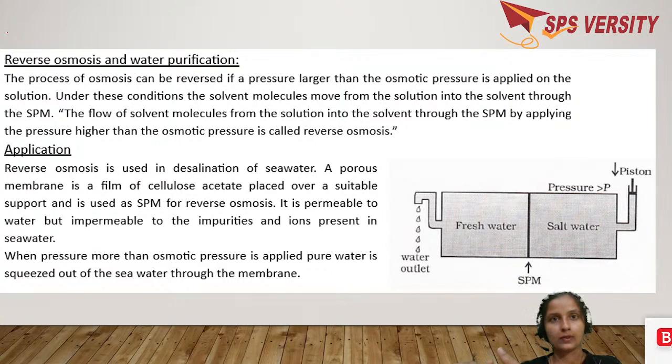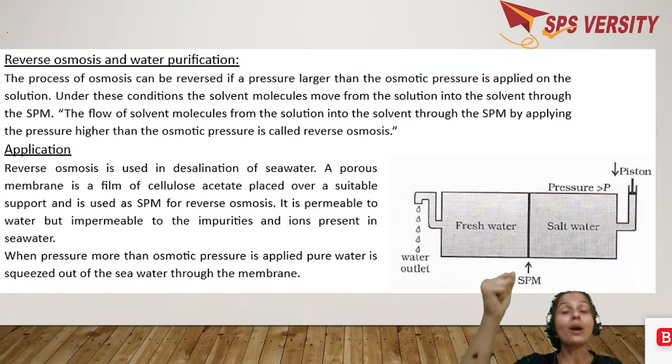The second thing, how do you stop the osmosis? How do you stop this movement of the solvent to the solution? You apply a pressure on the solution so that the movement will be stopped. This is called osmotic pressure. The pressure required to stop osmosis is osmotic pressure.